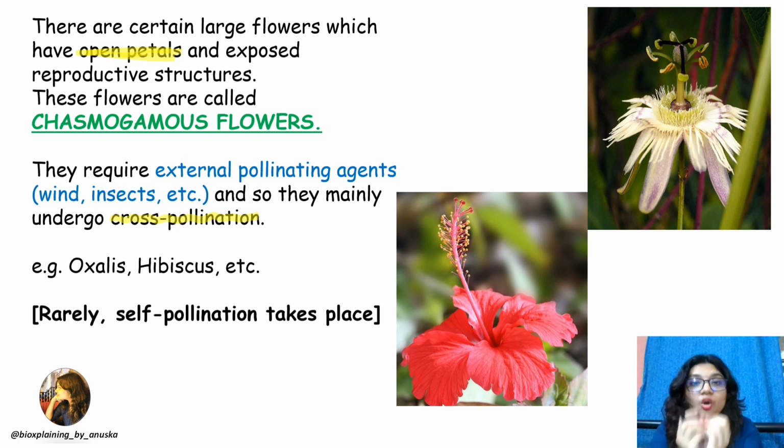But because the reproductive structures are exposed, there are high chances that other pollinators might come and finish the pollination process. So, chasmogamous flowers are mainly prone to be self-pollinated. Okay, so with this, we are done with the conditions that enable cross-pollination to occur, or rather which favor cross-pollination to happen.